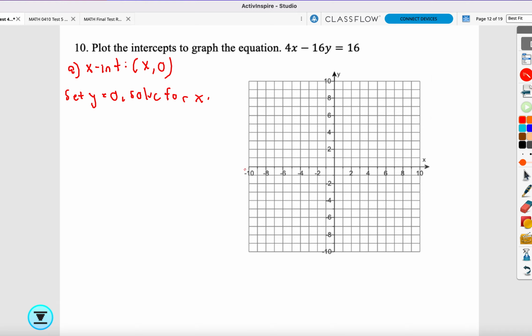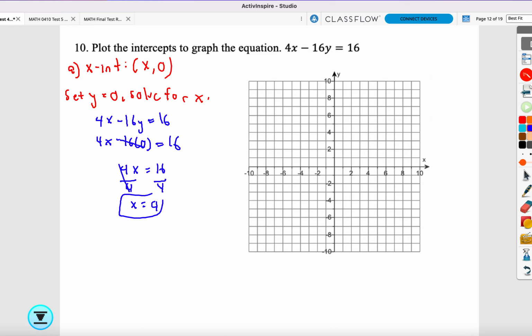So we have the equation, right? Let me switch it up. So then we get 4x minus 16y equals 16. Y is 0, so it'll be 4x minus 16 times 0 equals 16. This cancels out, right? So then we get 4x equals 16, because 16 times 0 is 0. 4x plus 0 is just 4x. Divide both sides by 4. So we get x equals 4. And that is the x-intercept. So it'll be 4, comma 0. And that's going to be right here. Plot that bad boy there.